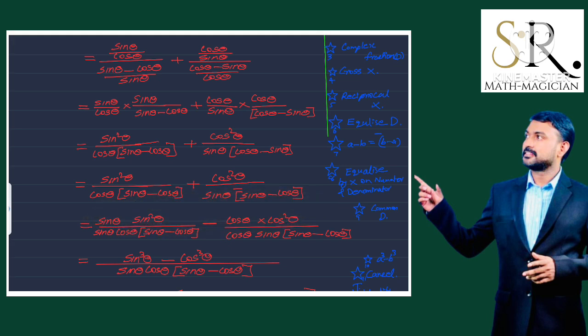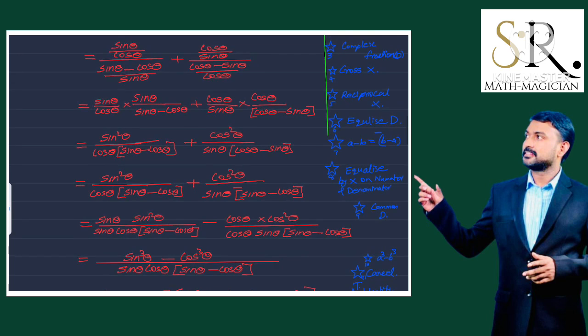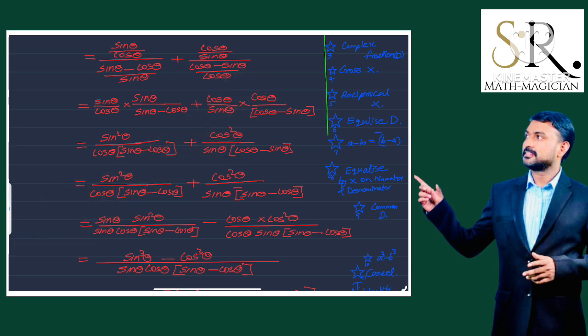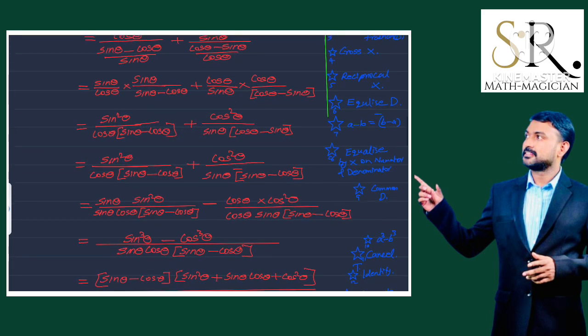Before that we can multiply this sine into sine square, sine cube theta. Cos into cos square, cos cube theta. Are you okay? Yes, this is in the form of a cube minus b cube. What is a cube minus b cube? A cube minus b cube is equal to a minus b into a square plus ab plus b square. This we studied from grade 9. So the same identity I am using for this sine cube theta minus cos cube theta.